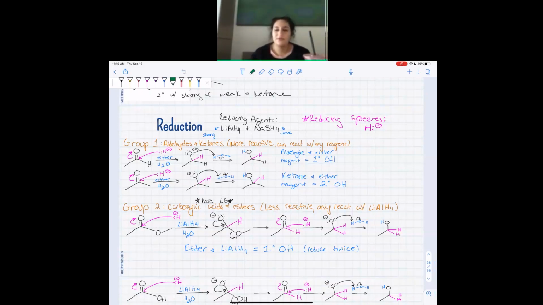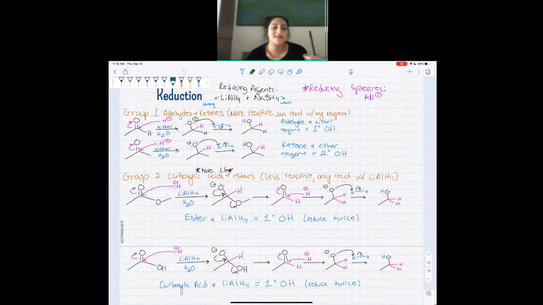So as far as group two goes, again, remember, group two has to be LiAlH4, whereas group one could use either reagent. And in group two, since we have a leaving group, we are going to add two hydrogens. So both of our group two starting materials, which are carboxylic acids and esters, are both going to reduce twice and give us a primary alcohol. So again, carboxylic acid and ester, when reacted with lithium aluminum hydride, are both going to reduce twice and give us a primary alcohol.